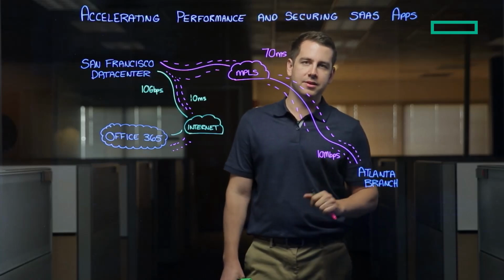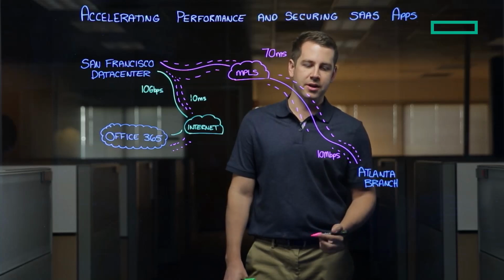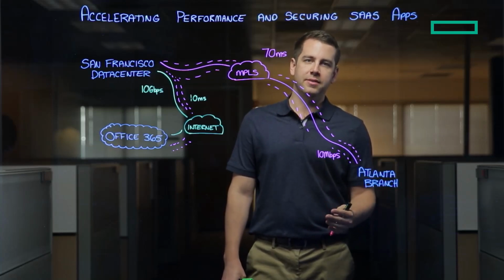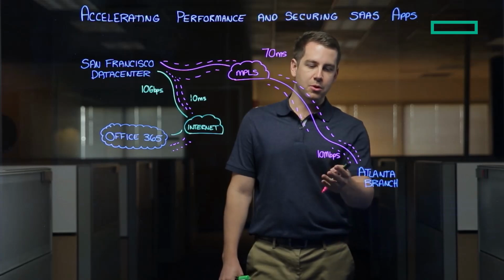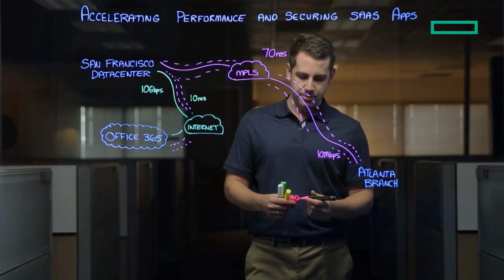And the other problem I have is I have a limited, finite amount of bandwidth. I only have 10 megabits per second in the branch. And so if I have a lot of users out there, they don't have a lot of bandwidth to work with. In fact, most users have more bandwidth in their home network. So how does SD-WAN help solve this problem?